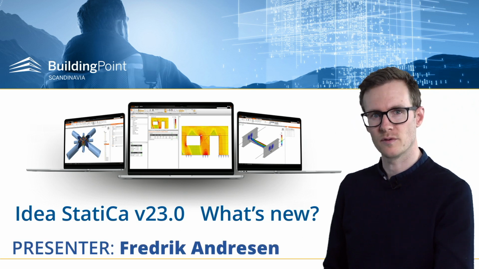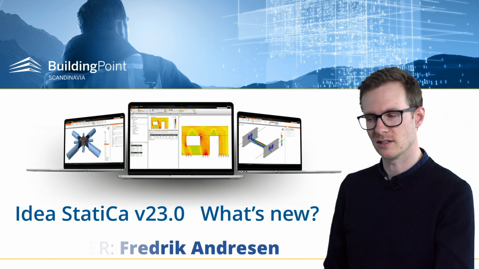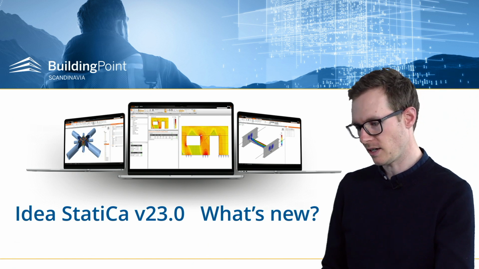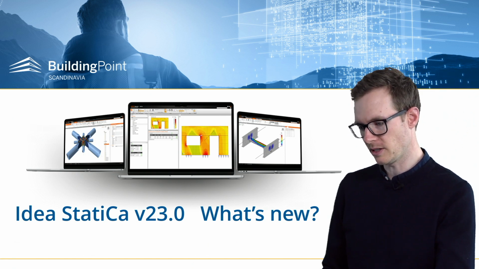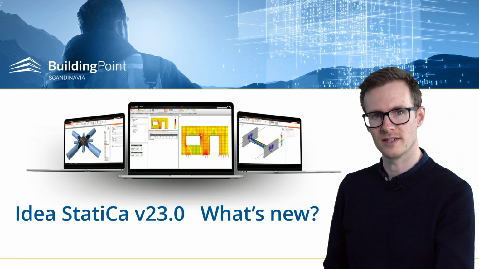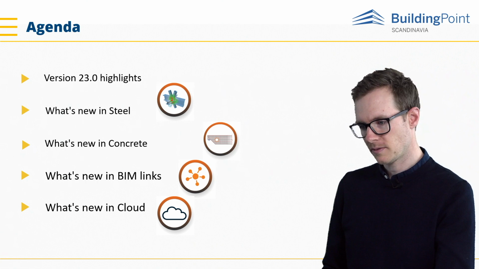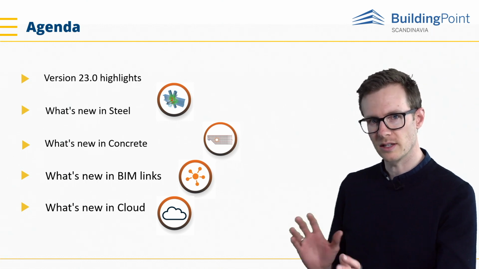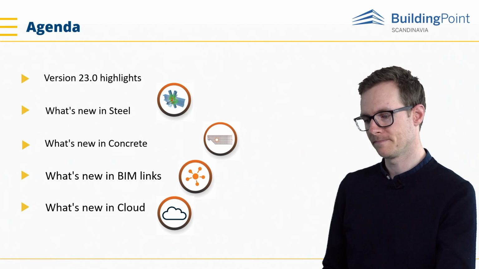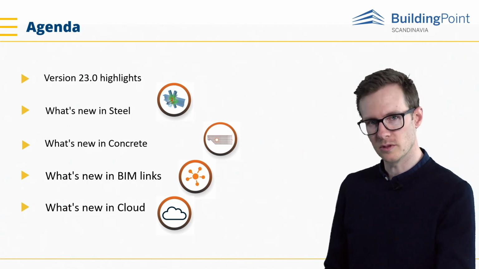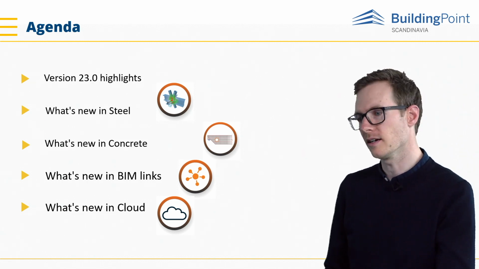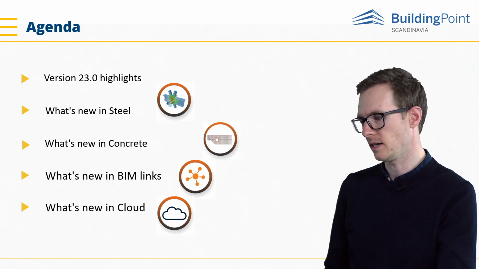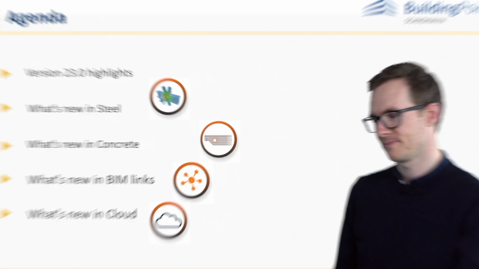IDEA StatiCa version 23 is coming out, and today we're going to check out what's new in this version. Let's start with the agenda. We will go through the highlights first, just look at the summary of all the improvements, and then we'll move through the steel, the concrete, the BIM links, and what's new in the cloud and licensing system.